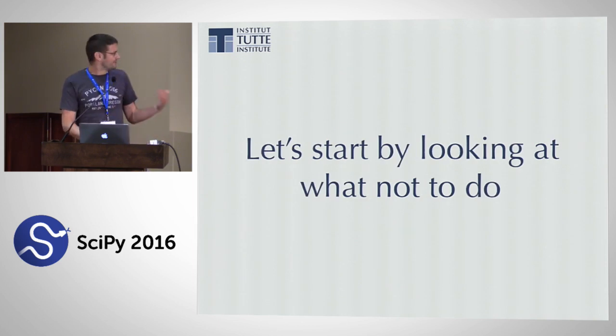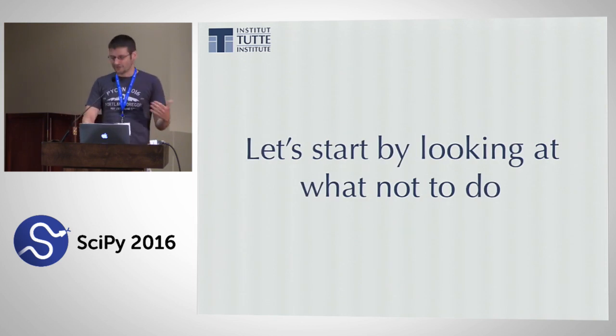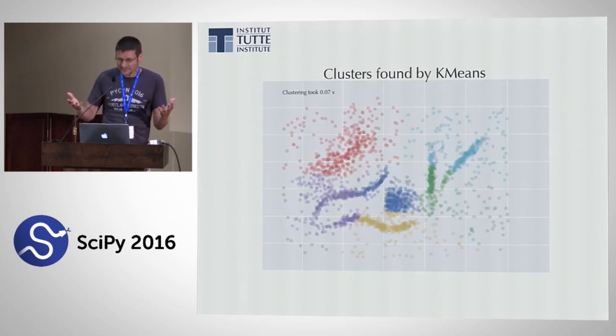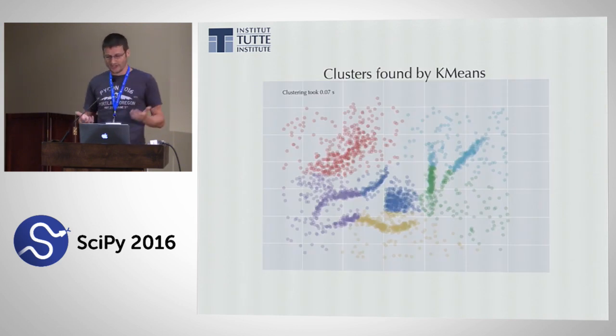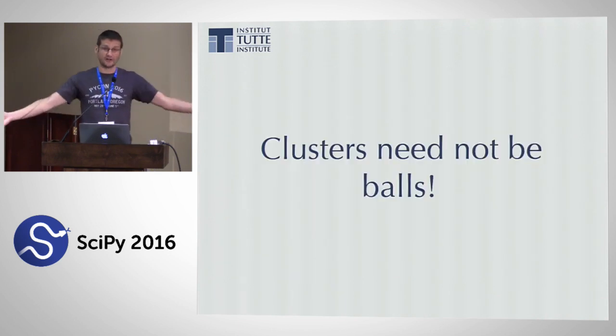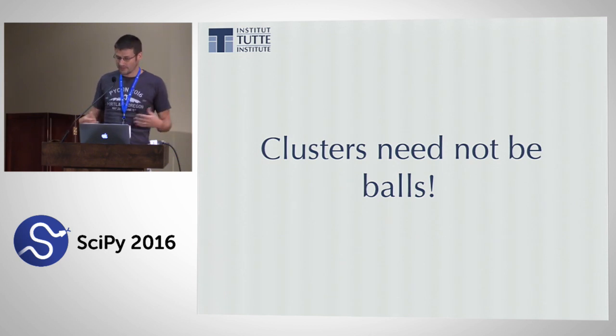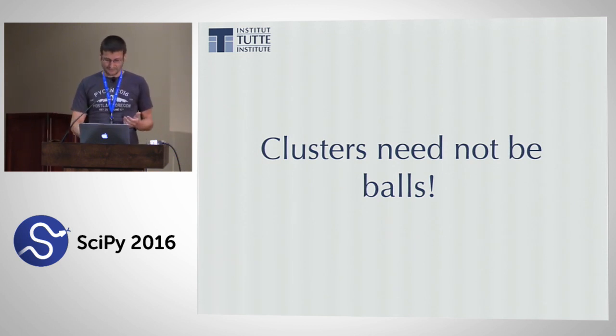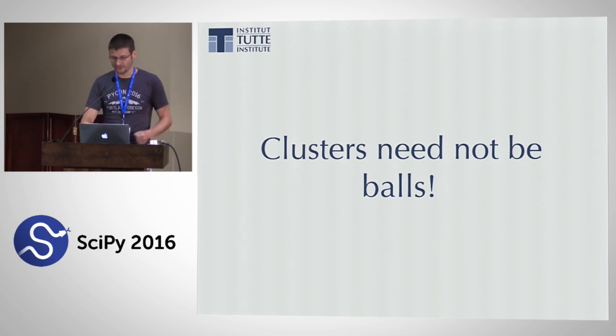So to define what I'm interested in, let's start by looking at what not to do. So here's k-means. This was bad. This was not what I was looking for. So what went wrong here? Well, the main thing was clusters just aren't necessarily balls. For my purposes, they might be long and stringy or various other shapes. So we need to not fall into that trap.